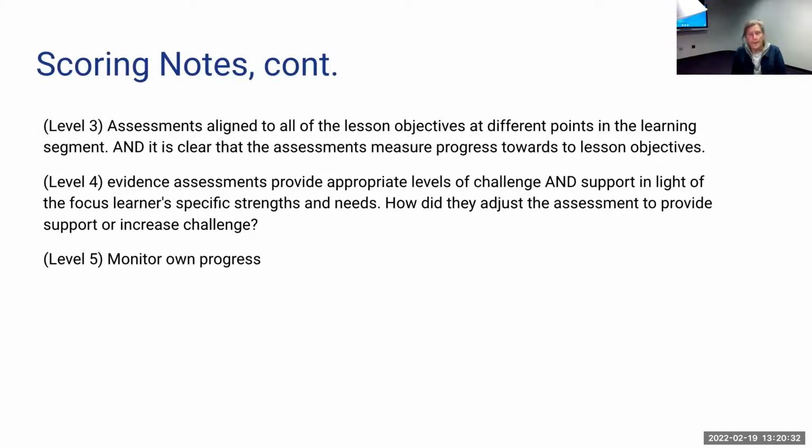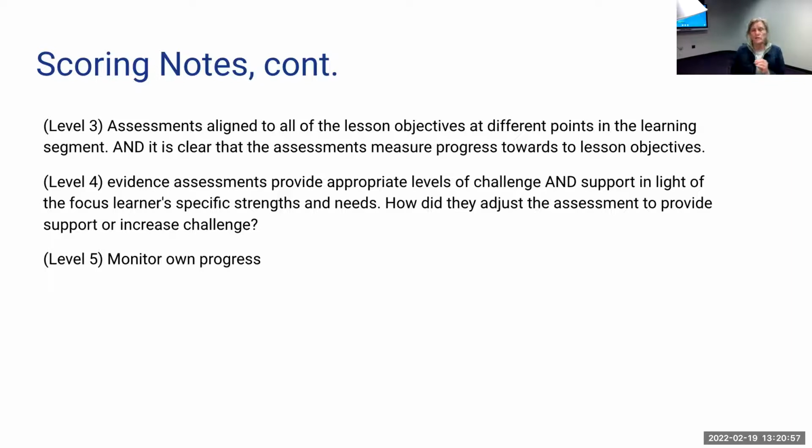And how did that show a difference between what was required in lesson objective 1 and then lesson objective 2? To get to that level 4, you have to show all of the lesson objectives and that your assessments align with them and measure the thing that they're supposed to be measuring. But you're also going to show that your assessment has been modified in some way for your focused learner to provide appropriate levels of challenge and support in light of their specific needs and strengths. So how are you going to do that?